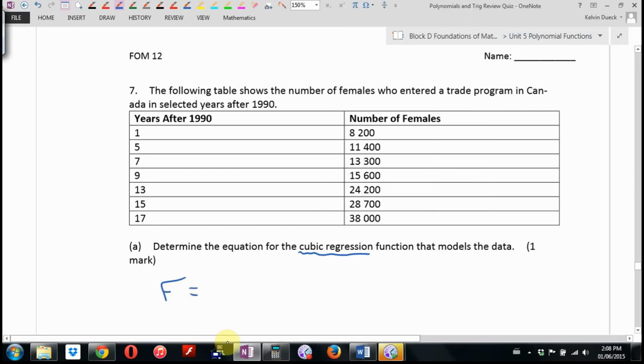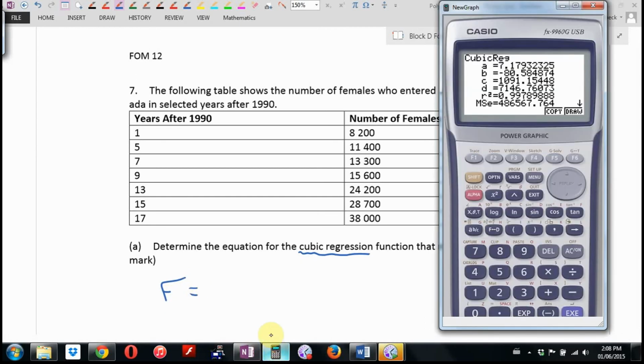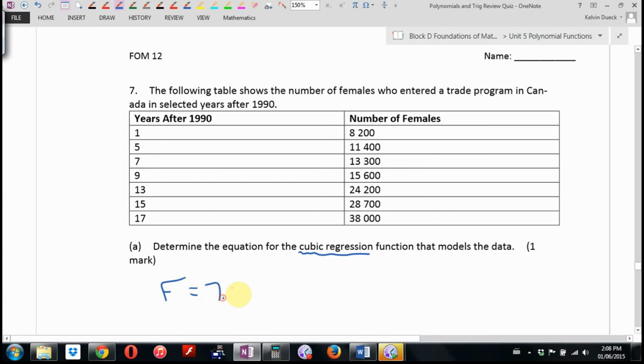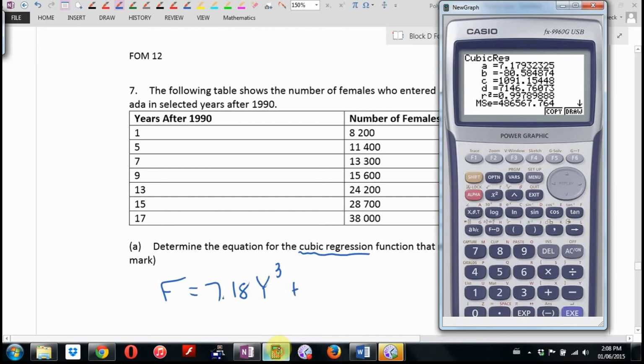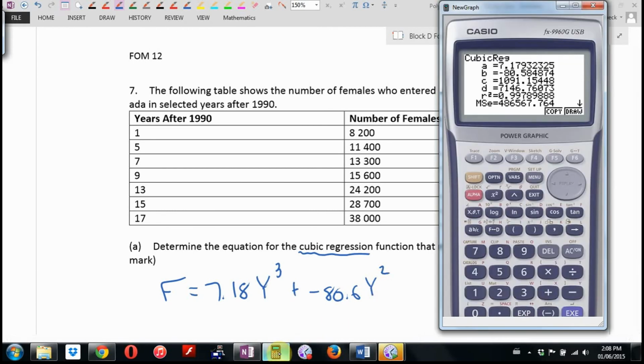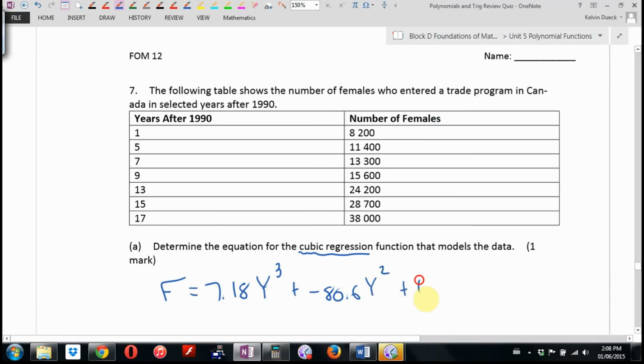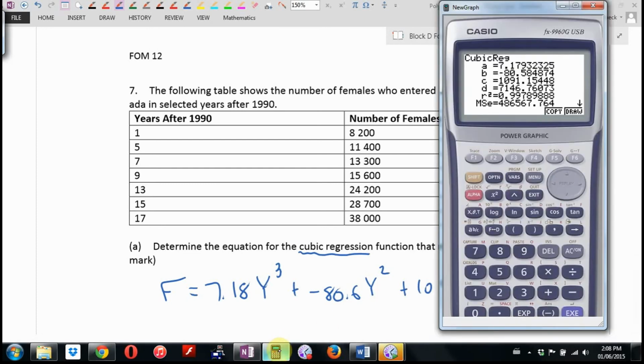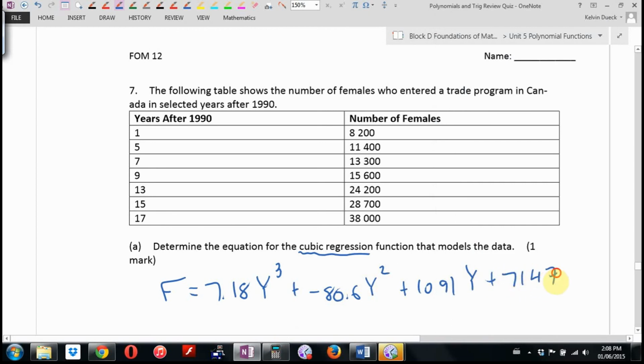Females equals 7.18 y for years cubed plus negative 80.6 y squared plus 1,091 y plus 7,147. Cubed, squared, y, nothing, constant term.